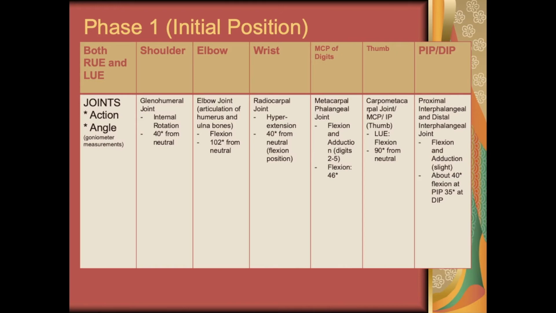The following slides indicate the joints and its components, followed by the muscular involvement during each phase. During Phase 1, joints are similar between the left upper extremity and the right upper extremity. The actions and angles starting with the shoulder are internal rotation, at the elbow is flexion, the wrist has hyperextension, the MCP of the digits 2 through 5 are at flexion and adduction, the joints of the thumb, including the CMC, MCP, and IP, is at flexion, and the joints at the PIP and DIP are flexion and adduction.